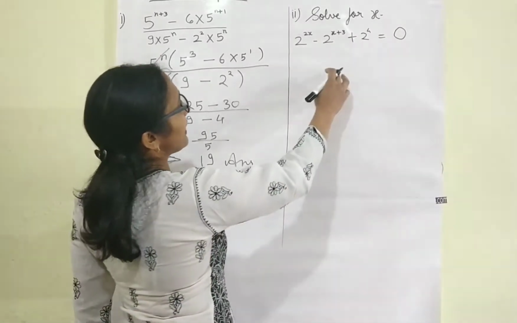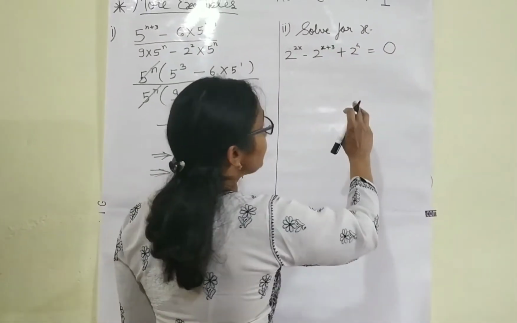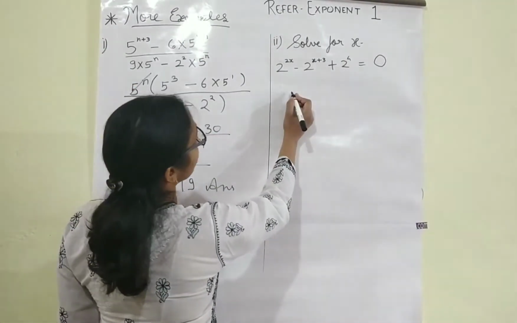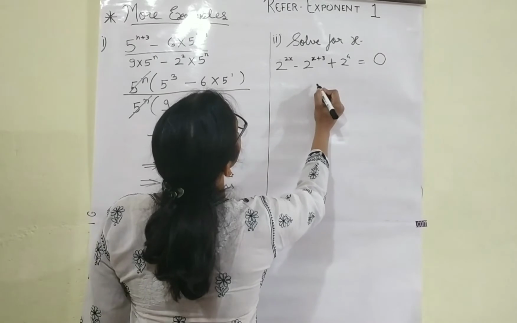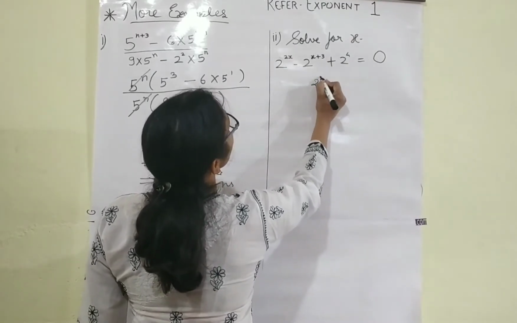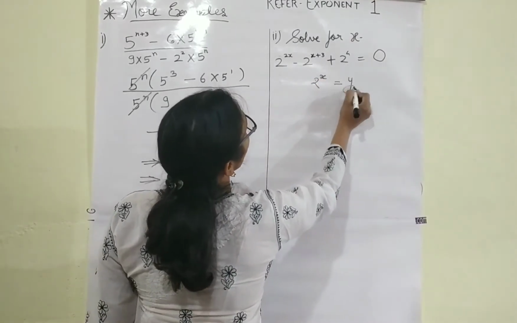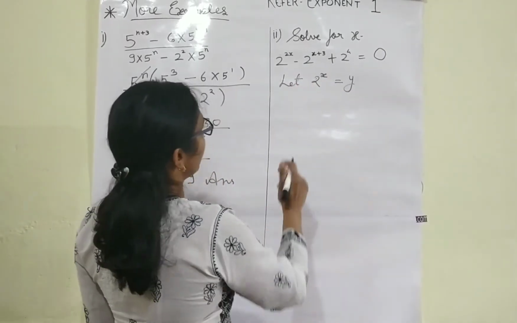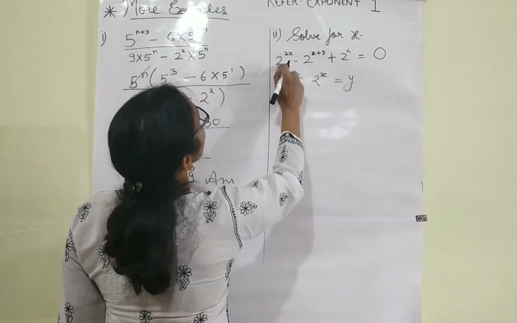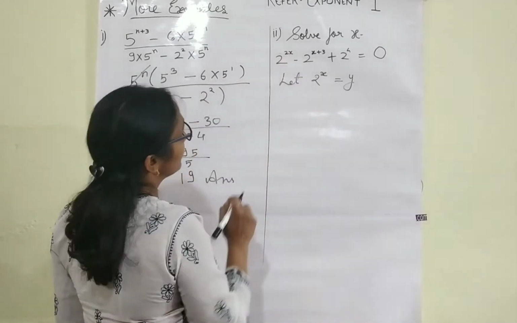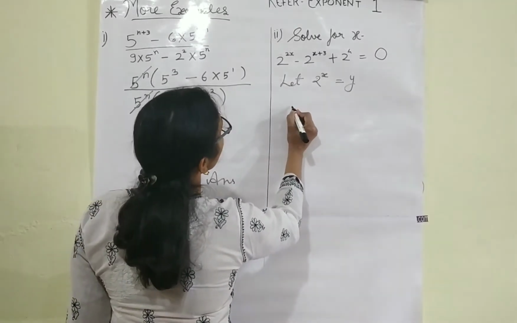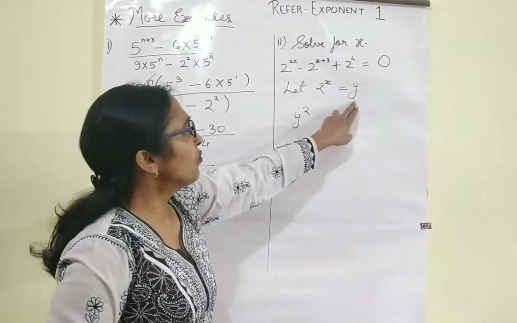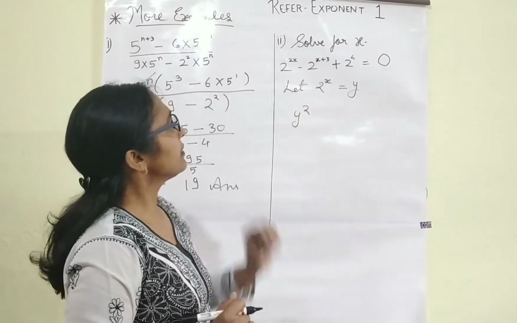Now next example. Solve for x. You have to find out the value of x. Here we will take 2 to the power x equals y. Let 2 to the power x equals y. So it will become 2 to the power 2x, which is y power 2, because we are using y in place of 2 to the power x.